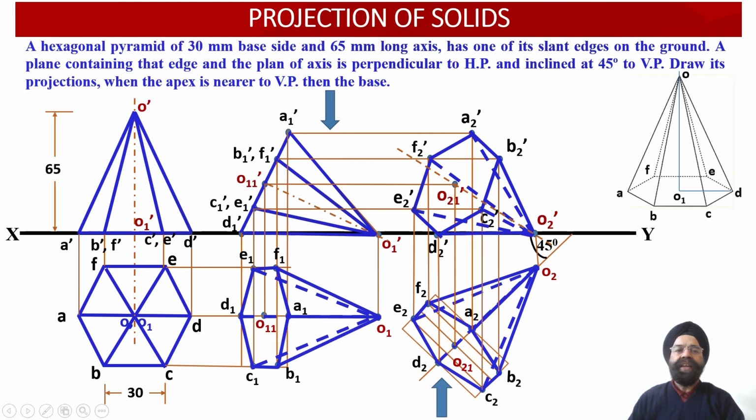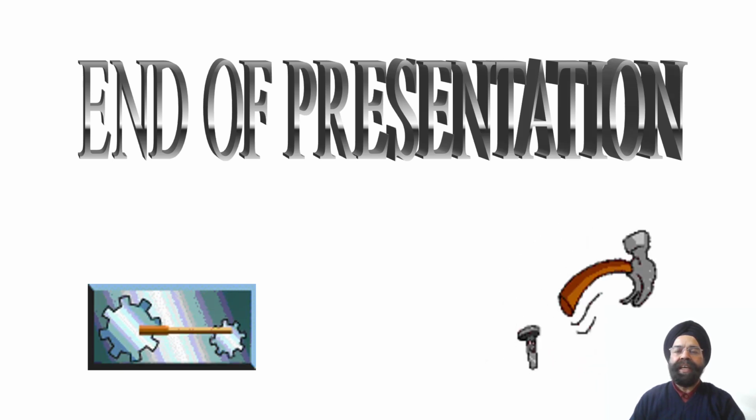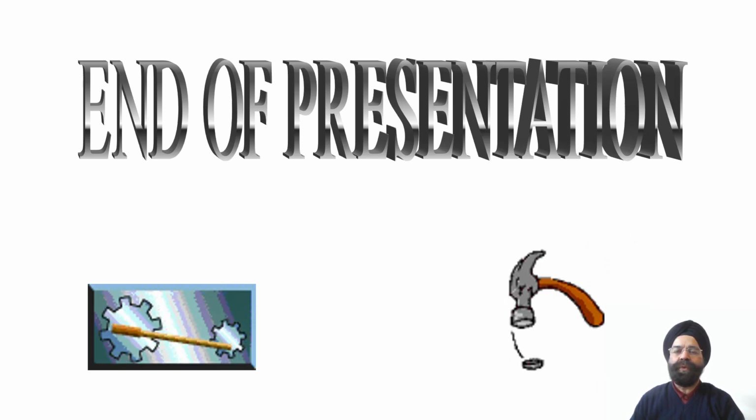So with this we complete the discussion of the oblique hexagonal pyramid, which is inclined with respect to the horizontal plane and with respect to the vertical plane as well. We are going to continue with further discussion regarding a few more illustrative cases of projections of oblique solids in the coming lectures.